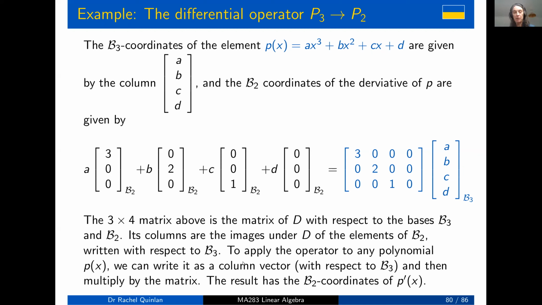So to apply this operator to any polynomial P of x, we should write P of x as a column vector with respect to B3, and then multiply that column vector by the matrix. And the result of that is a column with 3 entries. It's not written as a polynomial, but we interpret the 3 entries as the coefficients of the polynomial in question. So let's just look at a quick example just to see how that goes.